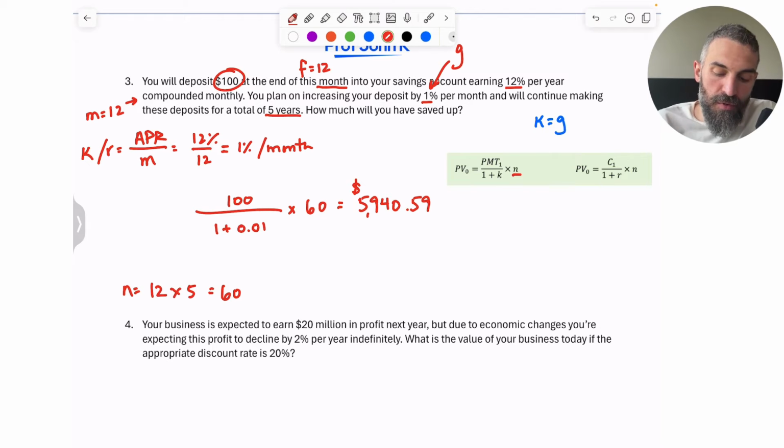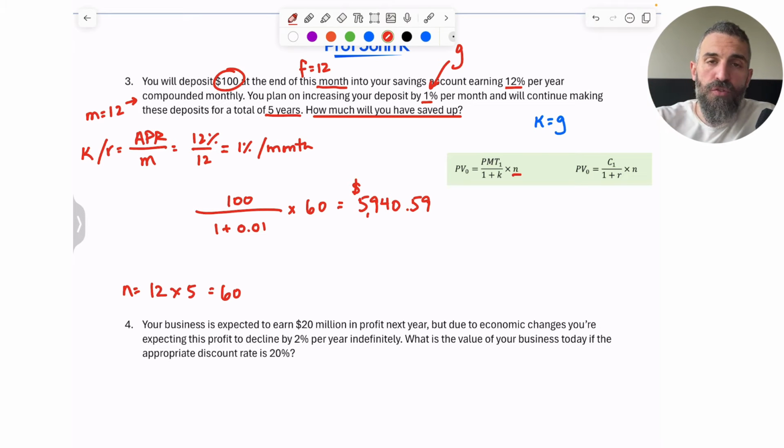Except we didn't ask you for the present value. We asked you for the future value. How much will you have saved up? See, for this, you have to do it in 2 steps. And what's also important is that you read the question, because a future value of a growing annuity is actually a really rare question. But it's totally within the realm of what you have to know. But here's the thing. You always do it in 2 steps.